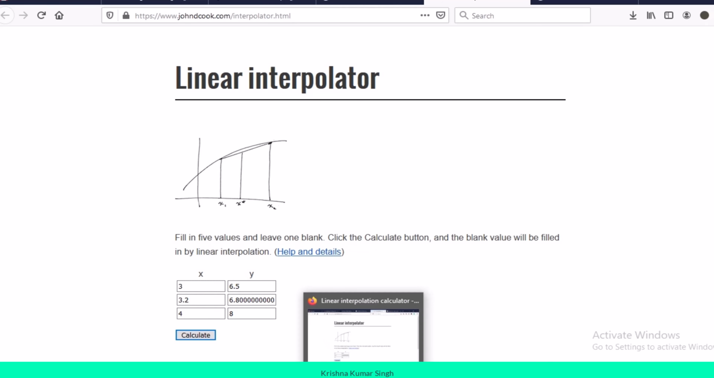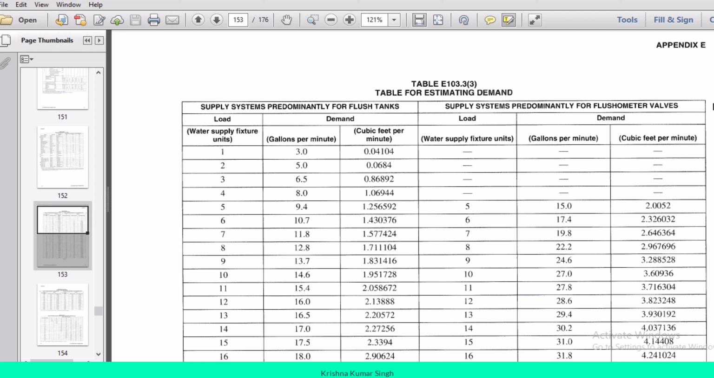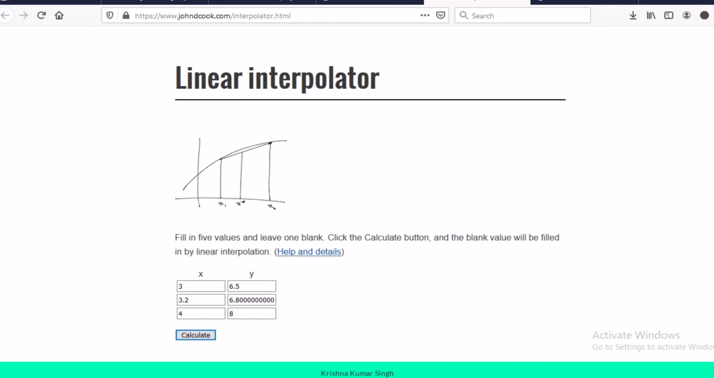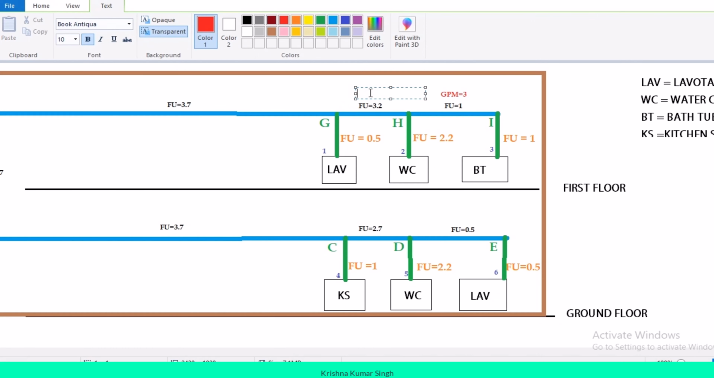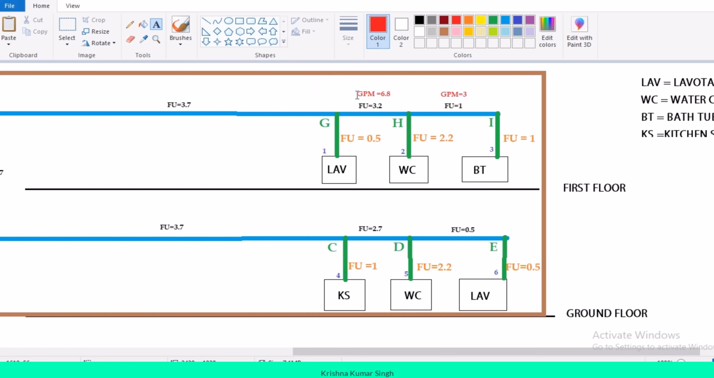So this is 6.8, right? So this will be our GPM. We will write down here, GPM equals 6.8. So this is how you can do linear interpolation to find out the GPMs.